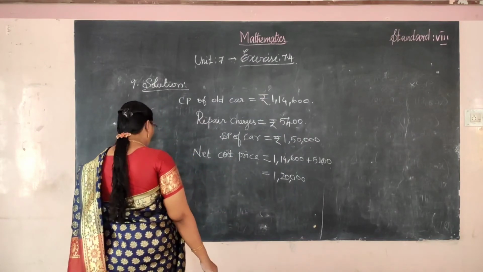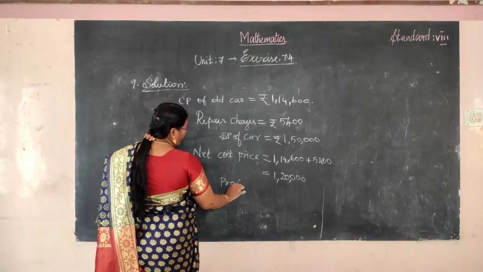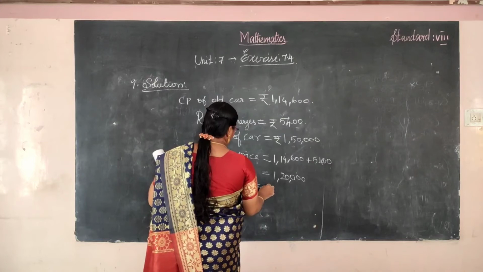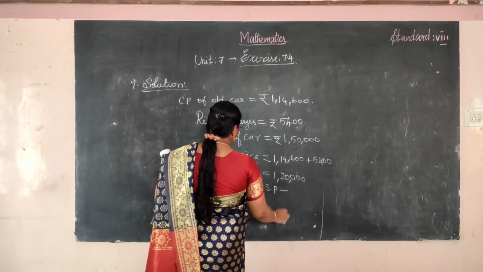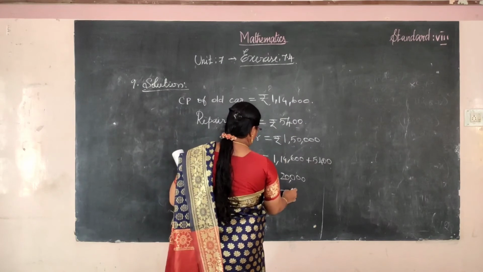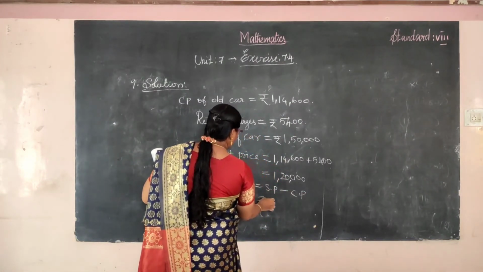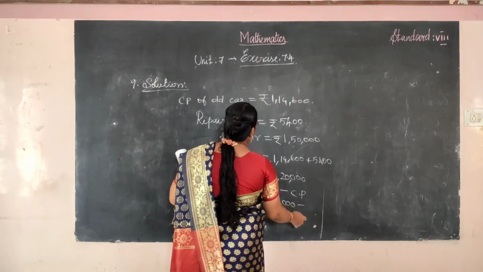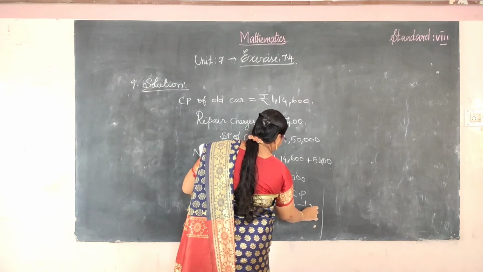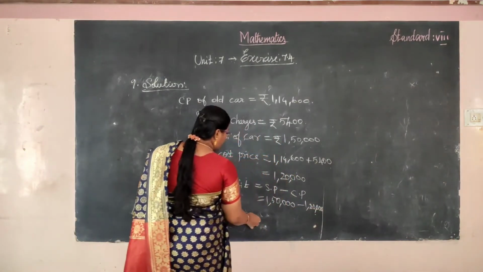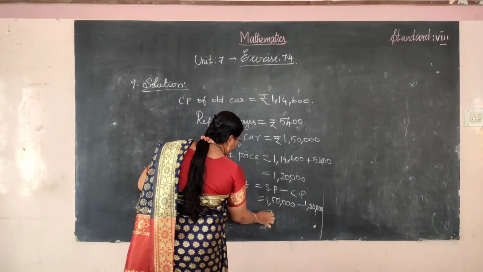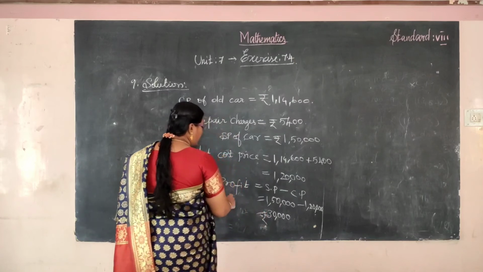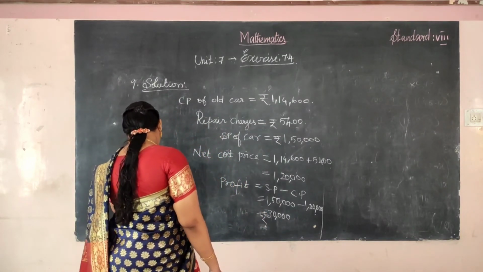Now we have to find out the profit. What is the formula? Profit is equal to SP minus CP. SP is 1,50,000 minus cost price 1,20,000. Subtract, what do we get? 30,000 rupees. How many rupees profit? 30,000.